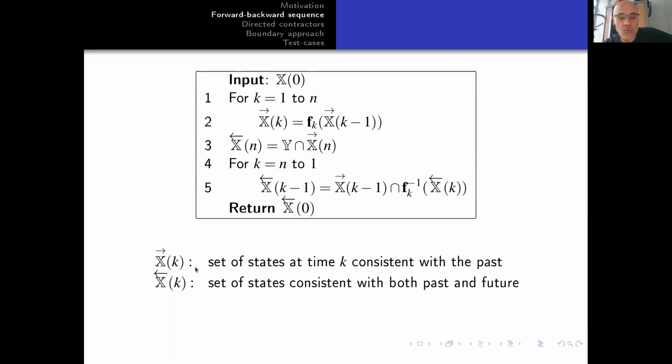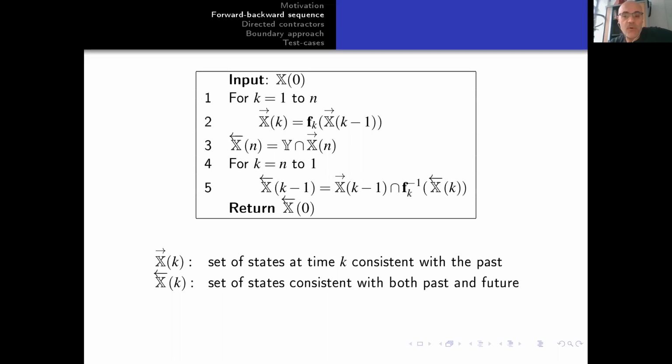And here we can see this set x of k as the set of all states that are consistent with the past. The backward sequence represents, at time k, the set of all states that are consistent with both the past and also the future. So it is this way we see the forward-backward sequence in control.